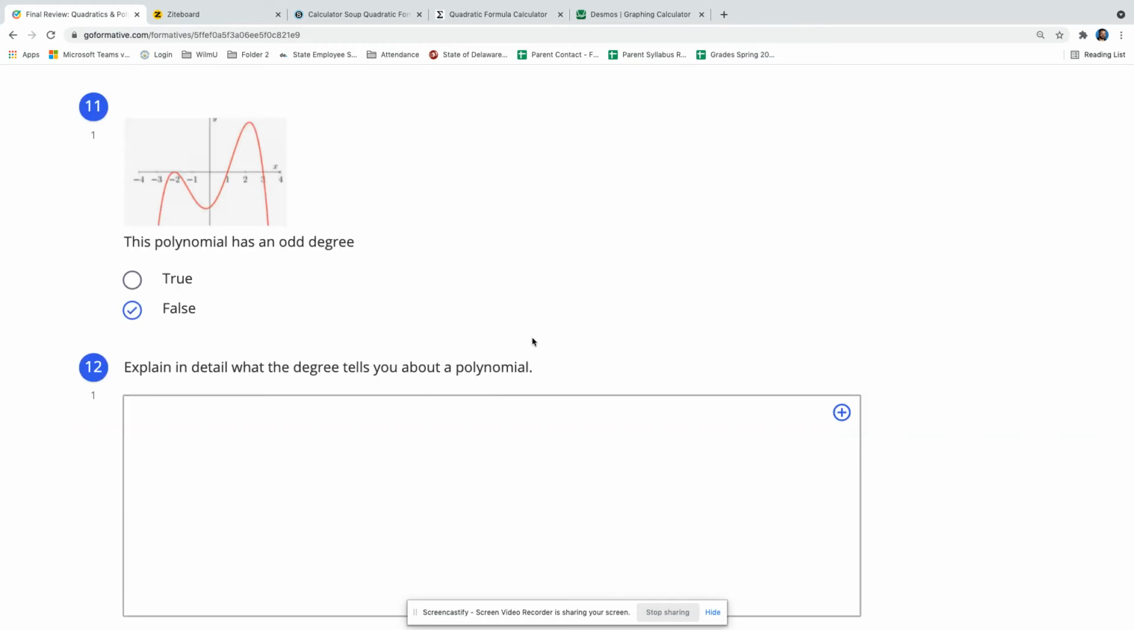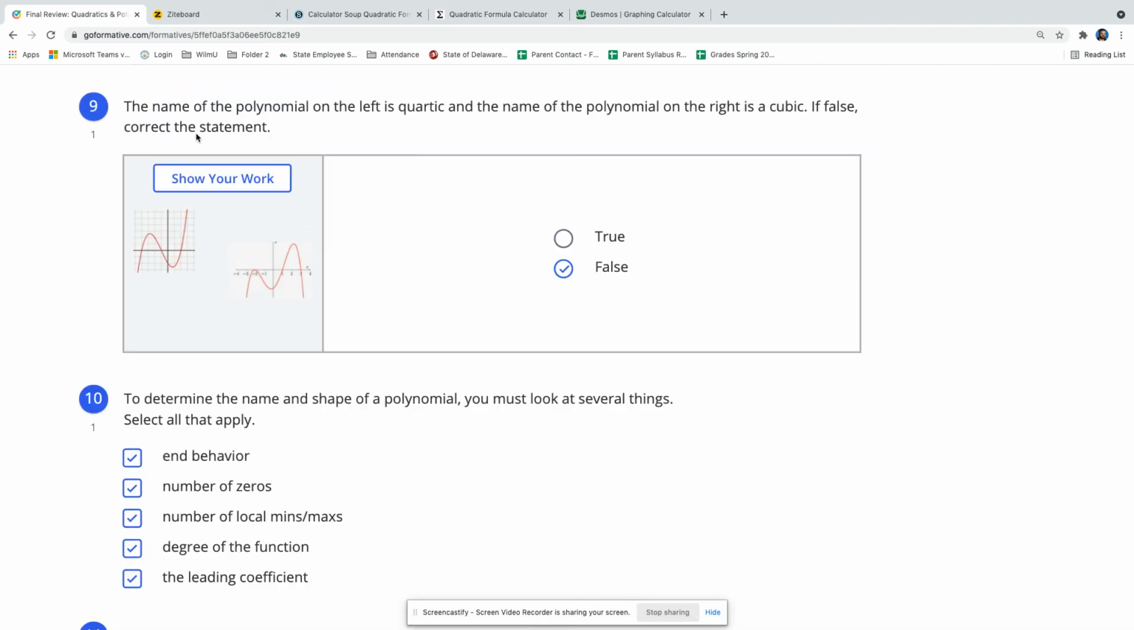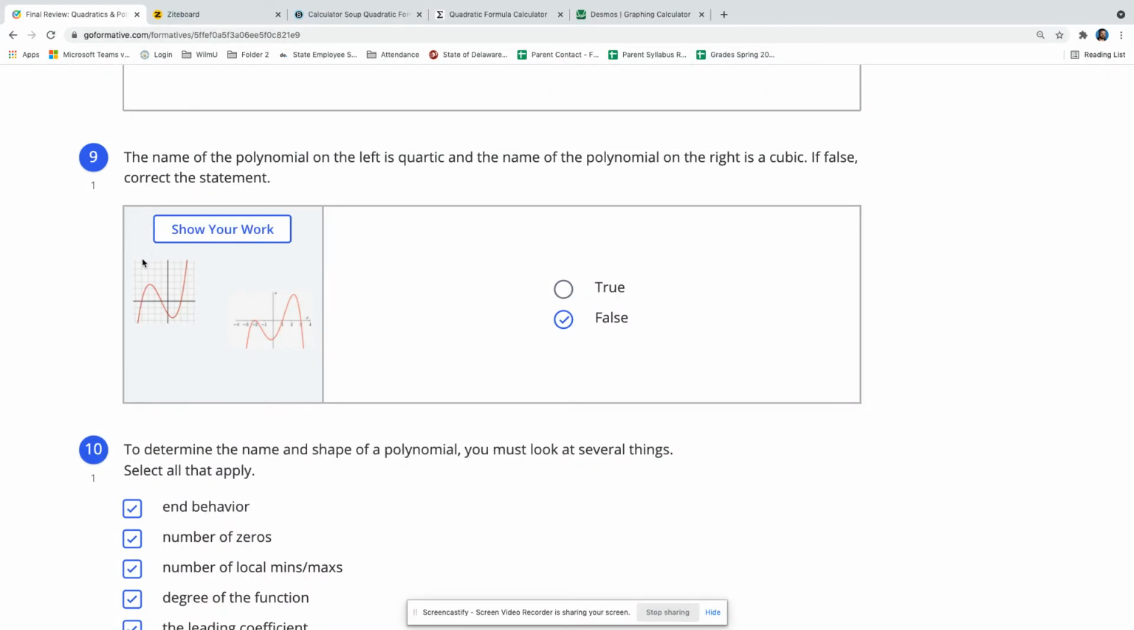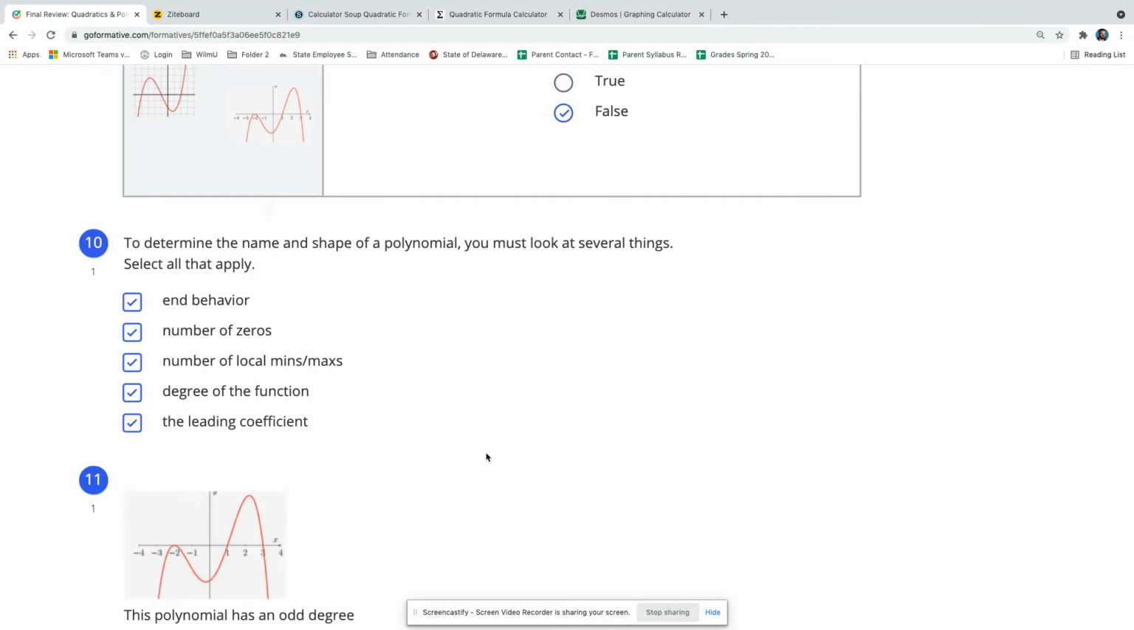So what does degree tell you about a polynomial? Just end behavior. If it's got an even degree, we start and end on the same spot, either start low, end low, or start high, end high, like if this graph was flipped upside down. And also, odd functions are going to start low, end high, like our cubic right here, or be the opposite way around and start high and end low.